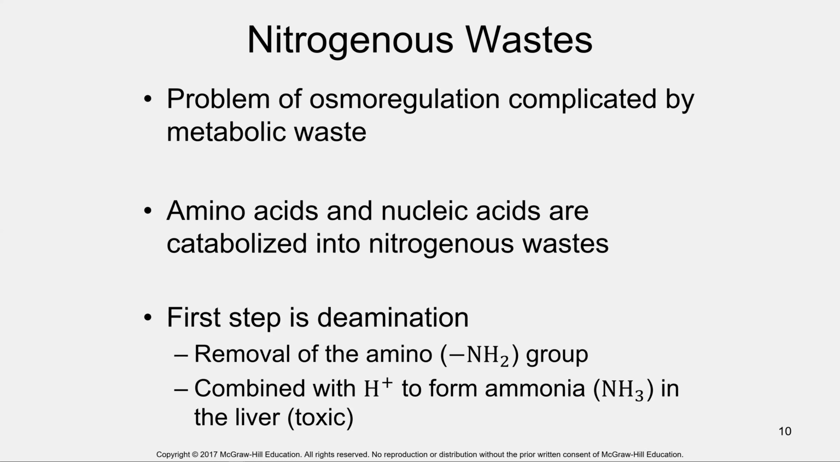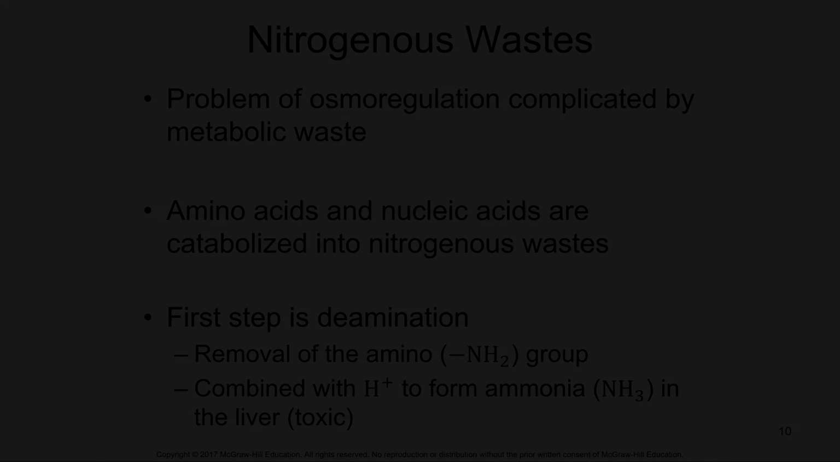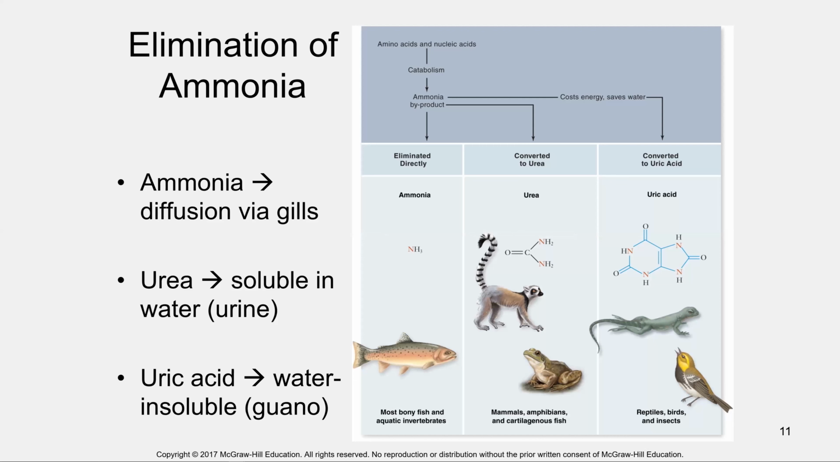Now, the waste that's initially formed through the catabolism of these nitrogen-containing compounds is ammonia. Via deamination of these compounds, which is the removal of an amino group that takes place typically in the liver, we end up with a buildup of ammonia, which is toxic. Most bony fish and aquatic invertebrates can actually excrete ammonia in its original form.